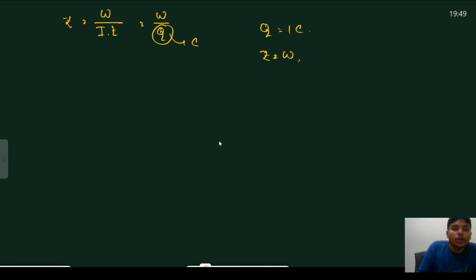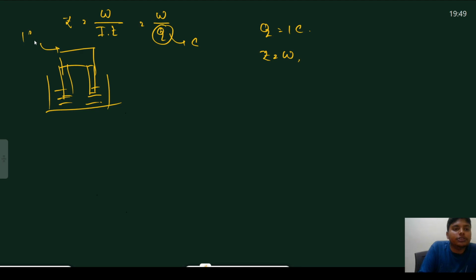Yes or no? So let's suppose you have an electrolyte. You made an electrochemical cell with whatever electrolyte, and you put electrodes and connect them with a wire outside. If you pass 1 coulomb of charge, how much amount is deposited? That is known as Z, also known as Faraday's constant.